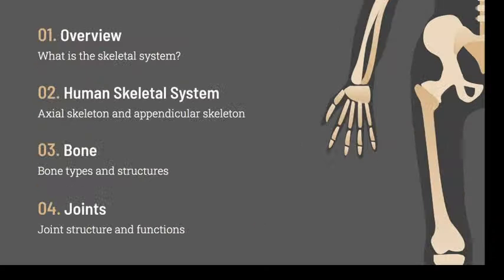But first, we're going to break down the skeletal system in 2 days. Today we're going to talk about the overview of the skeletal system, and also the human skeletal system, such as the axial skeleton and the appendicular skeleton, and we're going to dive deeper into that. On Wednesday, we're going to talk about the bones, which is the bone types and the structures. And lastly, we're going to talk about the joints, of which there are a lot, and the functions they do. So we're going to talk about those, numbers 3 and 4, on Wednesday. Today we're going to talk about the overview and the human skeletal system.